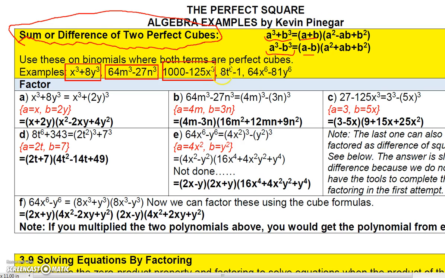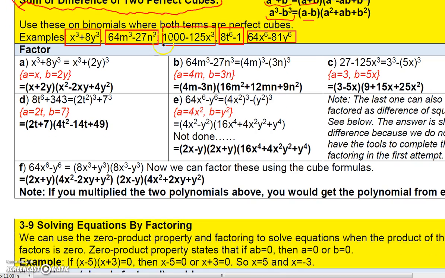And then if you take 8t to the 6th minus 1, that's the difference of two cubes. And then here you have another difference of two cubes. I don't know why I did so many differences, but I probably should have done a sum in there somewhere. And actually I think I do in the examples, kind of mix it up a little better. But anyway, let's look at some examples here.